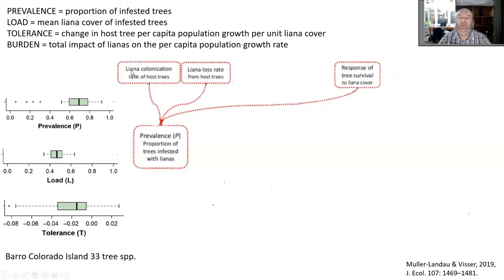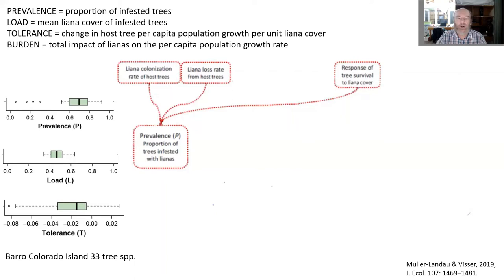So when we apply these characteristics, then we can have the liana colonization rate of host trees. So there is a certain rate at which lianas are colonizing the trees, but also there is some liana loss. Sometimes lianas die before the host tree, or the branch which is supporting the liana breaks, and that makes the host tree free of liana. So there is also a liana loss rate. And then there is a response of the tree to liana cover. Some trees might have higher mortality, and therefore the liana colonization can be high, but if the hosts are also dying fast, then still the prevalence might be low. So when we have all these three factors together, that means colonization, loss, and the mortality of hosts, then we will get the prevalence.